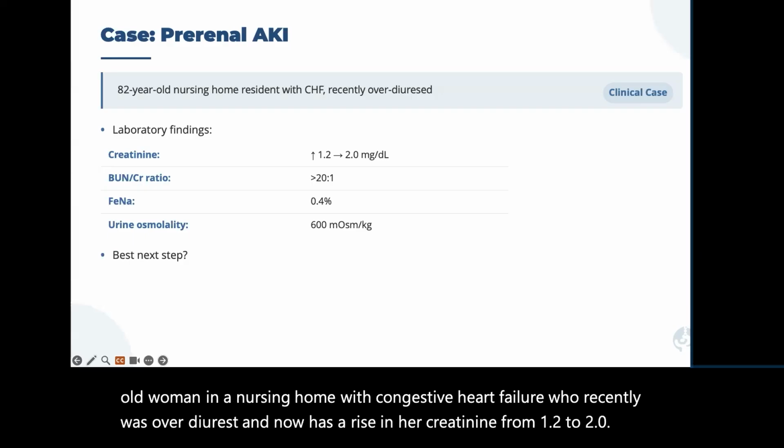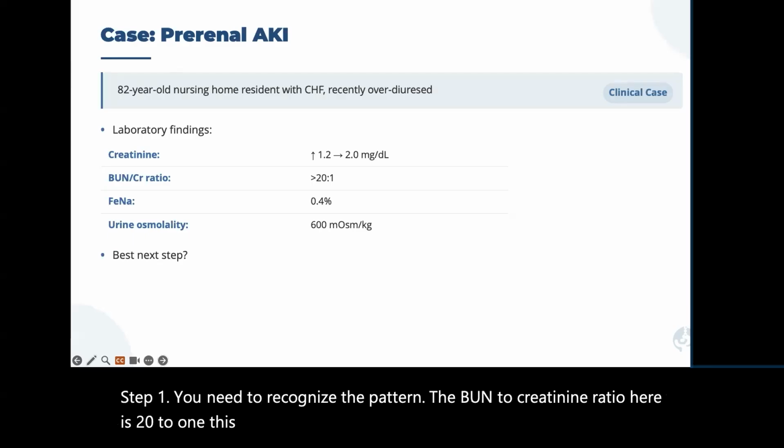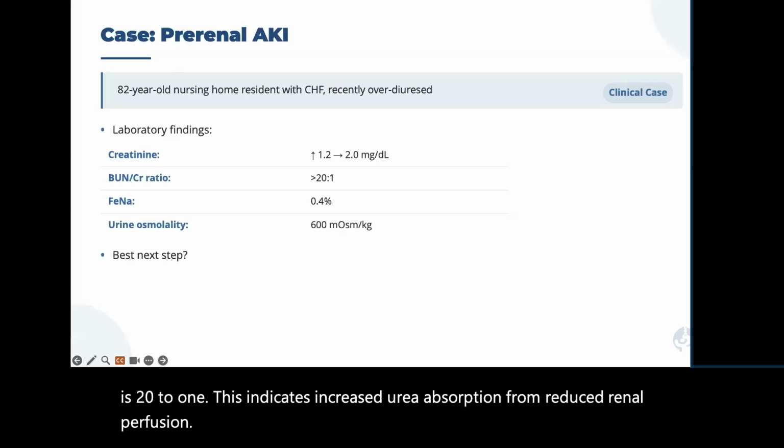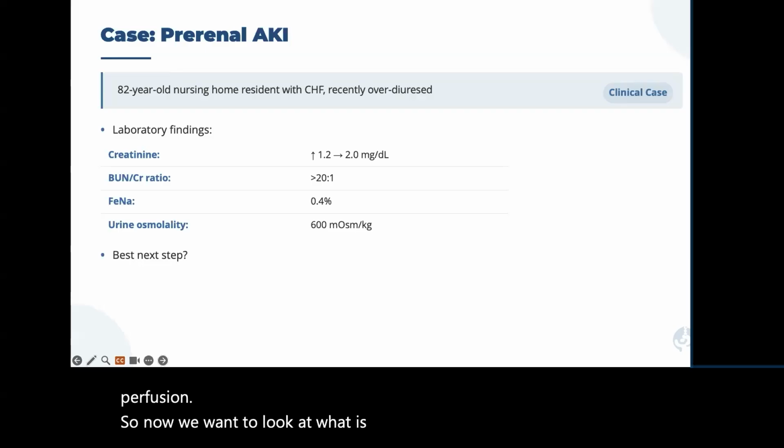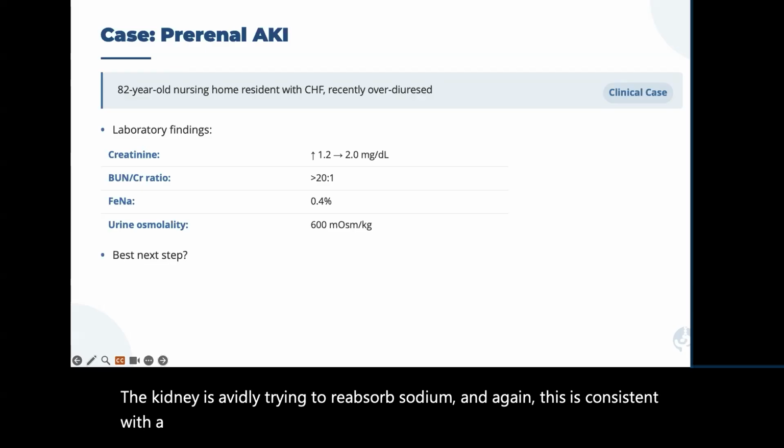Step 1, you need to recognize the pattern. The BUN to creatinine ratio here is 20 to 1. This indicates increased urea absorption from reduced renal perfusion. So now we want to look at the fraction of excreted sodium. It's 0.4%. The kidney is avidly trying to reabsorb sodium. And again, this is consistent with a hypoperfusion state.